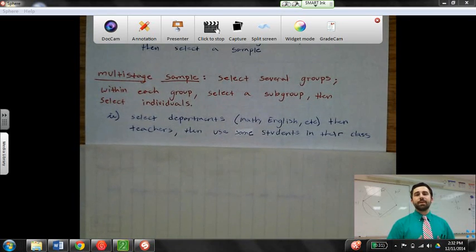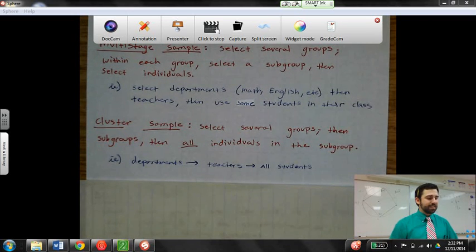Another sample is called a multi-stage sample. This is where we select several groups within a group, and then we select a subgroup, and then select individuals. So for instance, an example of this is we select departments, so math or English, and then teachers within that department, and then we use some of those teachers' students to create our sample.